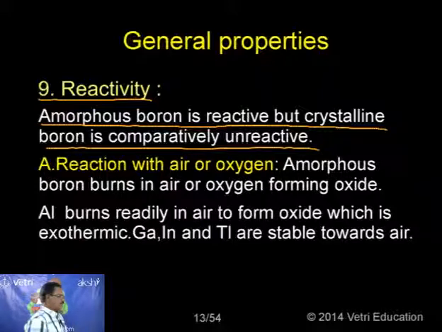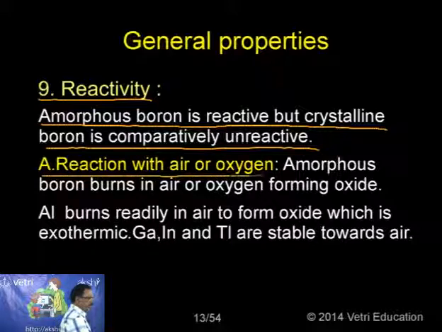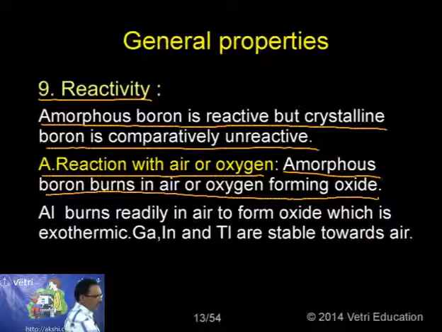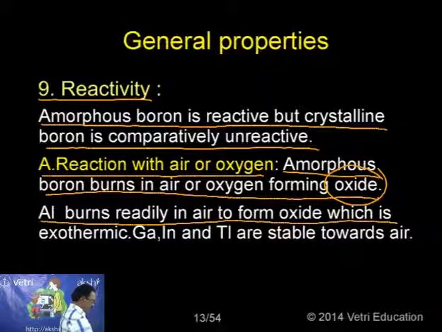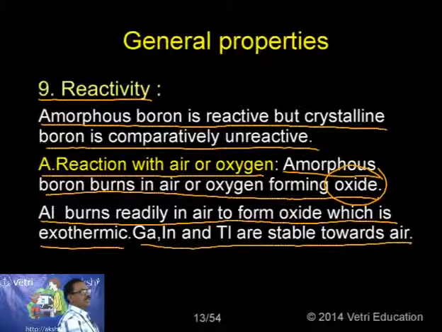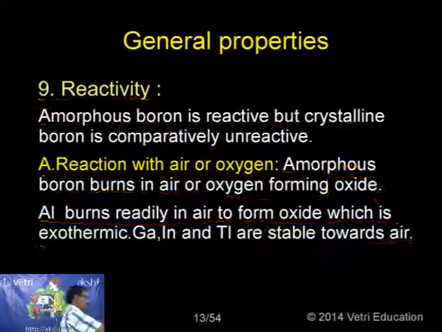So what is the action? Reaction with air or oxygen. Amorphous boron burns in air or oxygen forming boron oxide. What about aluminum? Aluminum burns readily in air to form oxides, which is exothermic. Gallium, indium, thallium are stable towards air. So the reactivity towards air is decreasing. This is the interesting information.